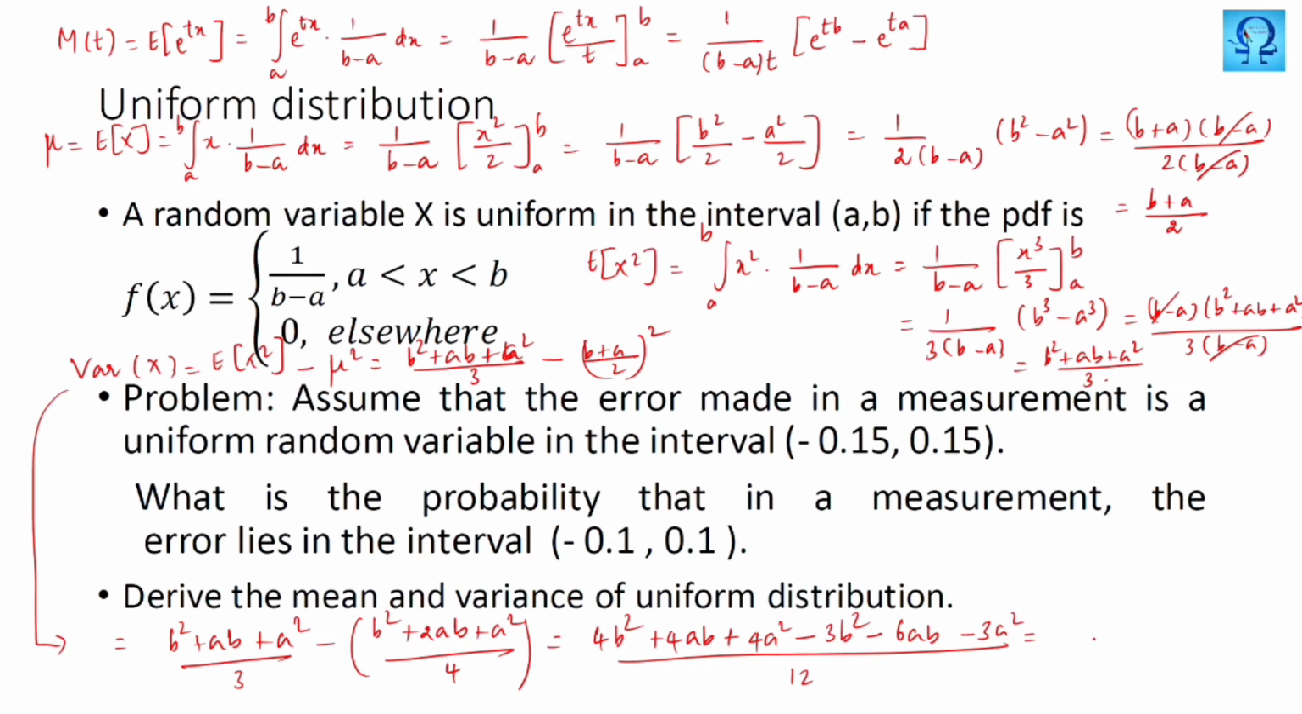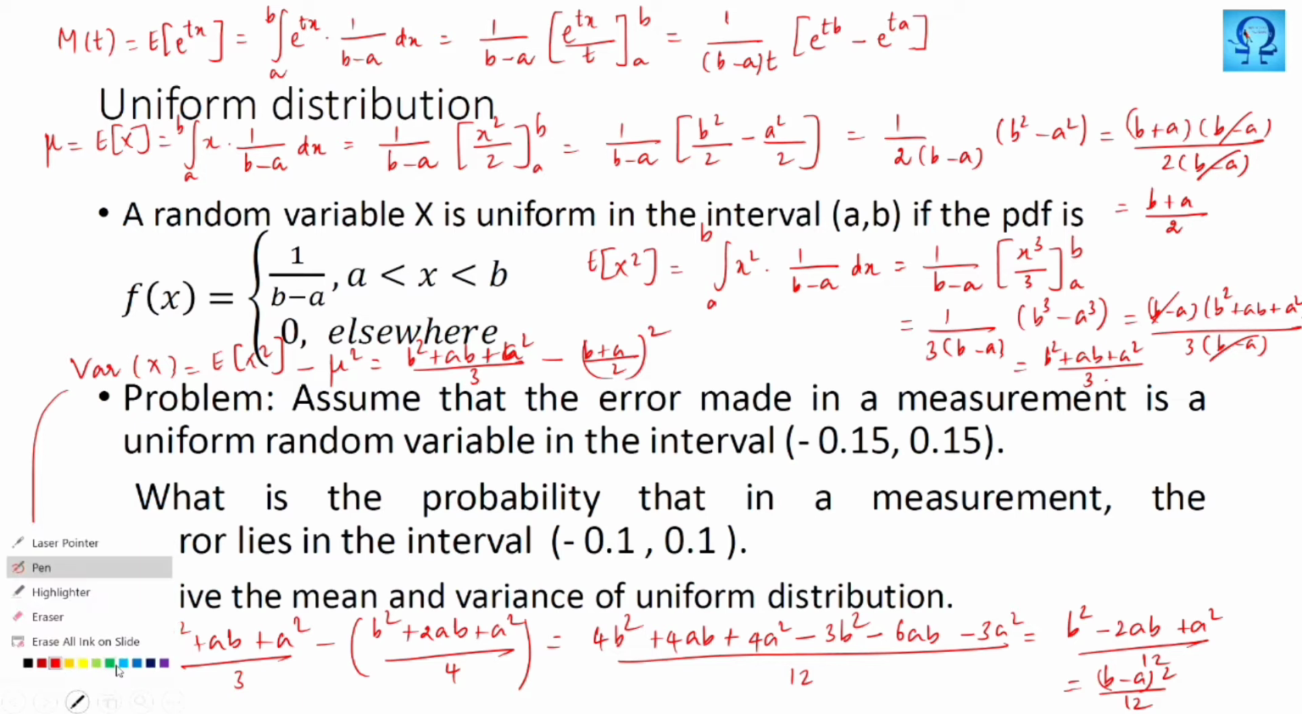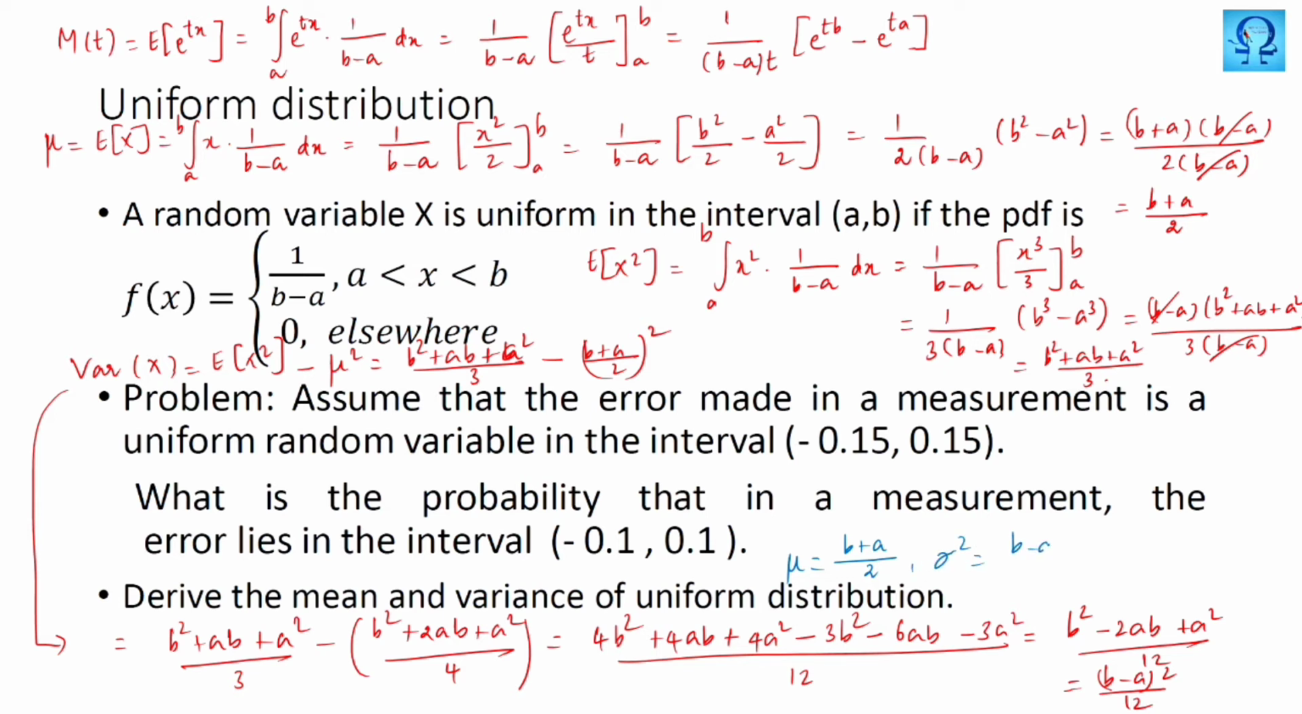So finally what we are going to have is (b square minus 2ab plus a square) upon 12, that is (b minus a) whole square upon 12. This is our variance. So whatever we have done till now: mu is (a plus b) upon 2, and sigma square is (b minus a) whole square upon 12.